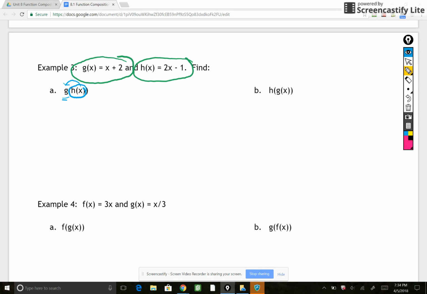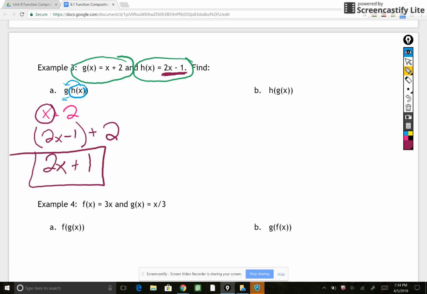So what I would do is write the one on the outside first. The one on the outside is g, so g is x plus 2. They want you to replace this x with the entire h function. So instead of x, I am now going to make it 2x minus 1 plus 2. And then simplify. So 2x minus 1 plus 2 gives me 2x plus 1. So you're going to get something with an x value.